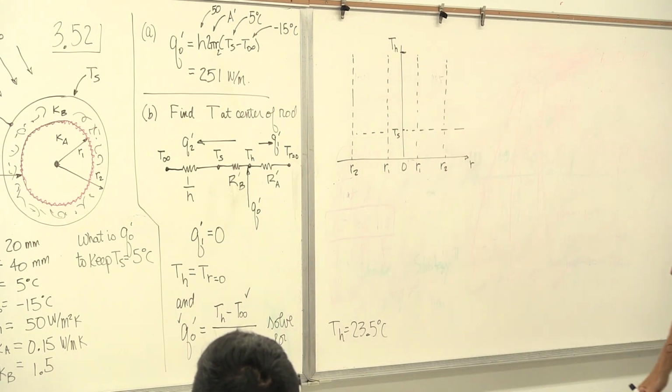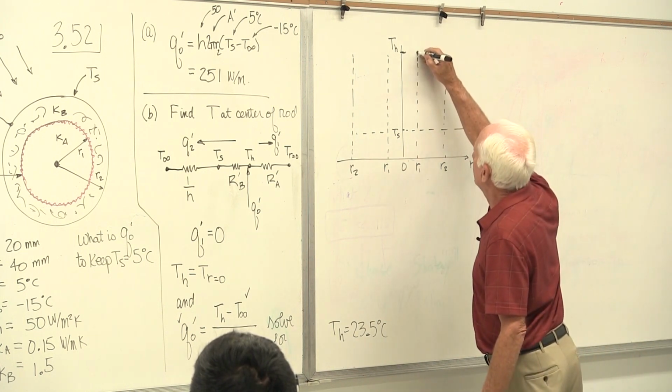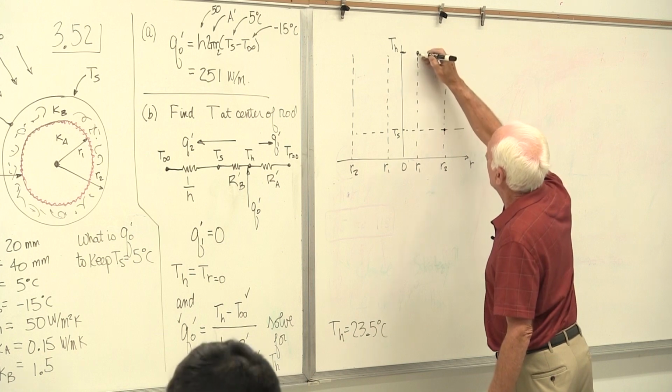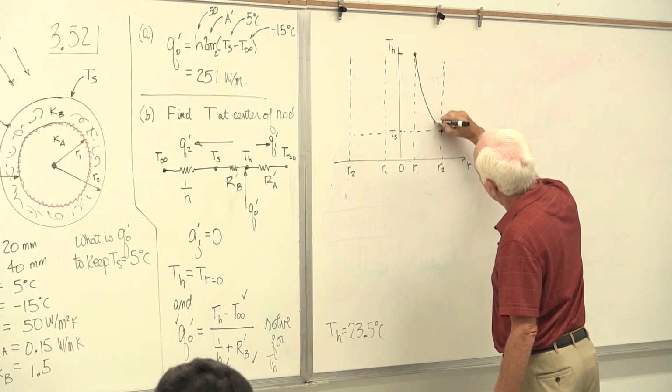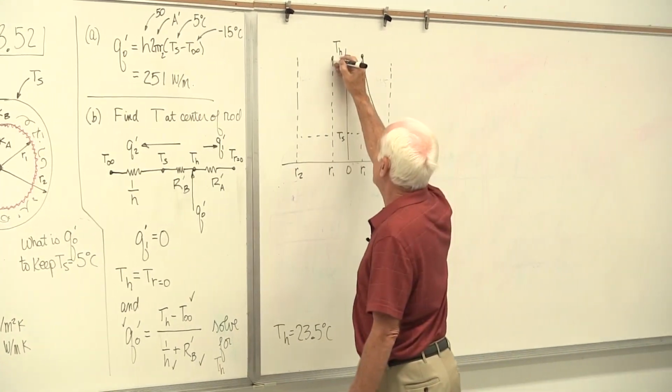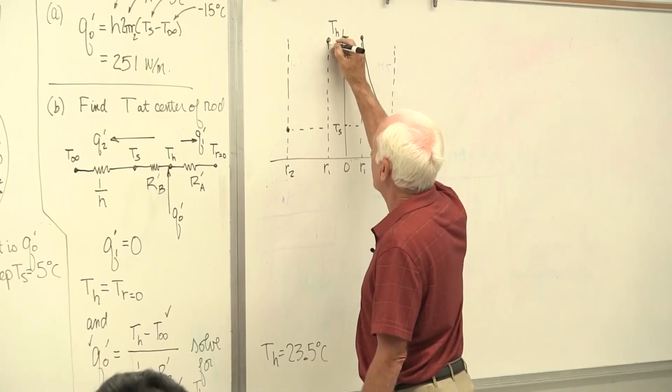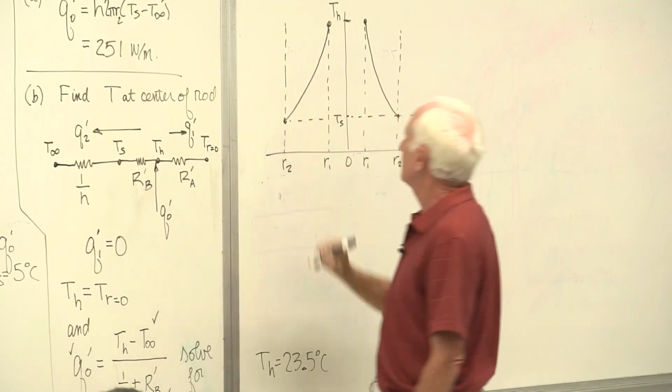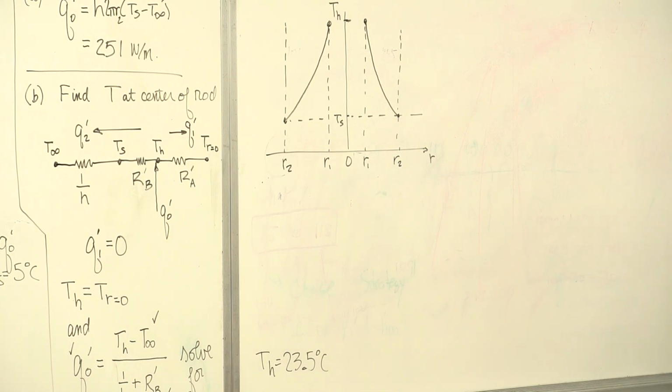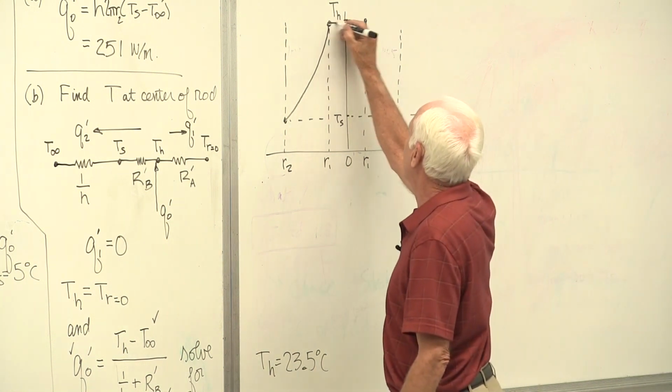Remember, if it's cylindrical coordinates, the temperature profile is logarithmic. Okay. It starts up here, ends down here. A log type curve looks like that. It starts up here, ends down here. It's a log curve. It looks like that. Material A has to have the same temperature everywhere. Must have the same temperature everywhere. Flat across the middle.